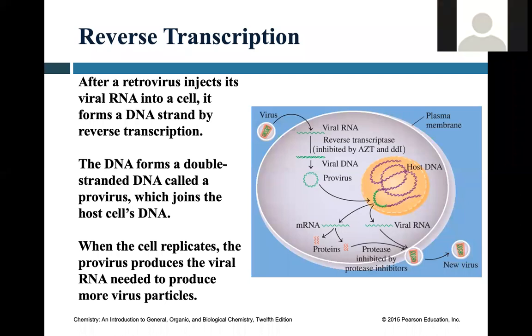So actually, this is exactly everything that I just said, but in picture form, right? Virus goes in, reverse transcriptase makes viral DNA. DNA, if it is a retrovirus, COVID-19 is not, but something like HIV is, it will incorporate itself into the host DNA, and then from there, it can make more and more proteins.